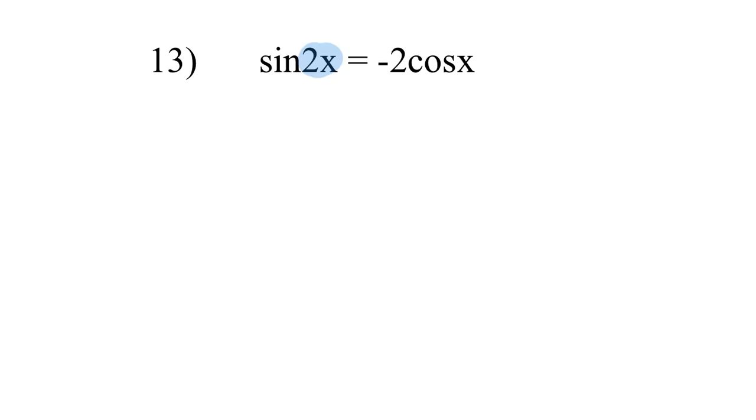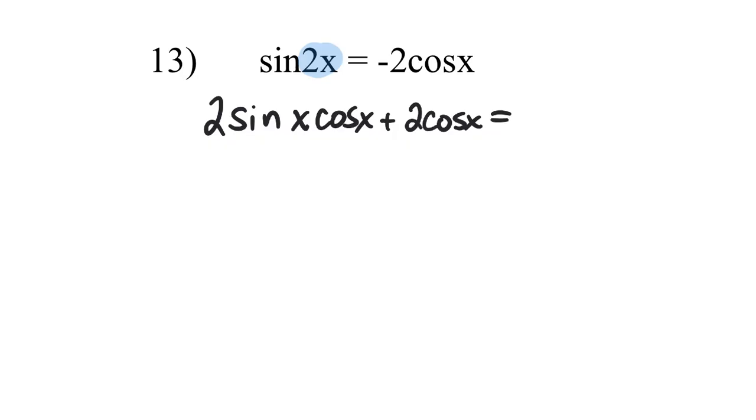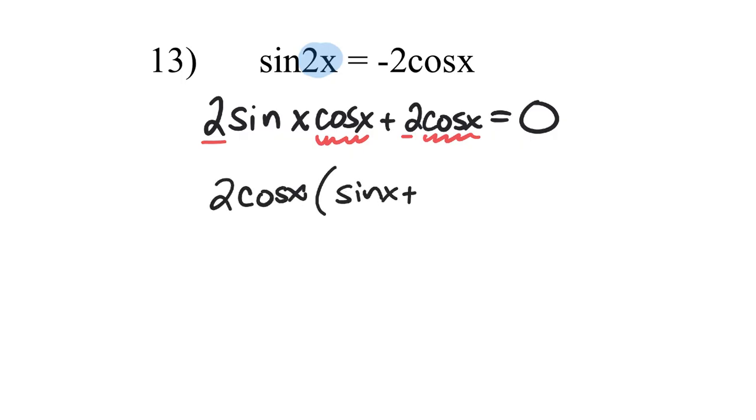In the problem up above, we had multiple options for cosine 2x. In this case, we only have one. Sine 2x always is rewritten as 2 sine x cosine x. And now I can see a common factor of 2 here. So I'm going to add 2 cosine x to the other side so that I can solve through factoring. What I notice here is that there's a 2 in each term, and there's also a cosine x in each term. So I'm going to factor out 2 cosine x, and I'll be left with sine x plus 1.